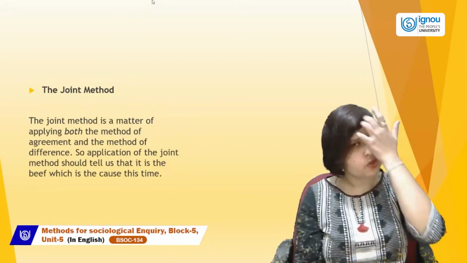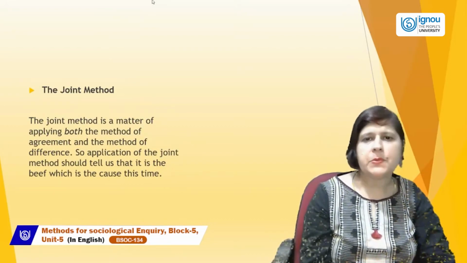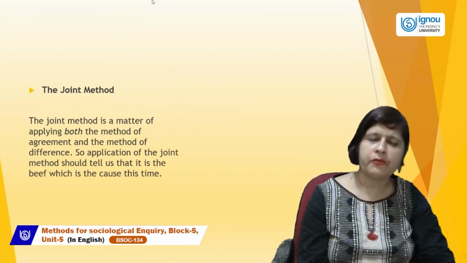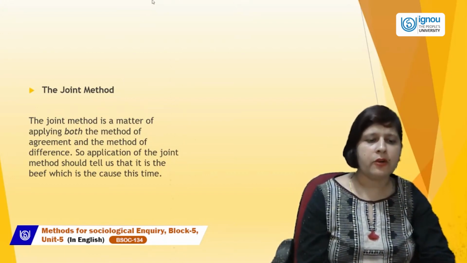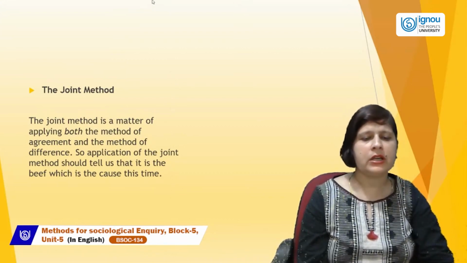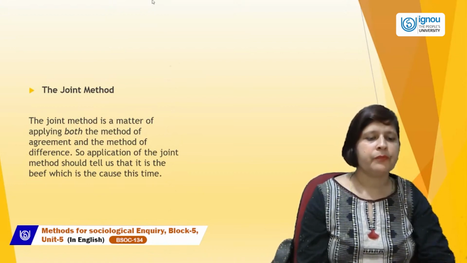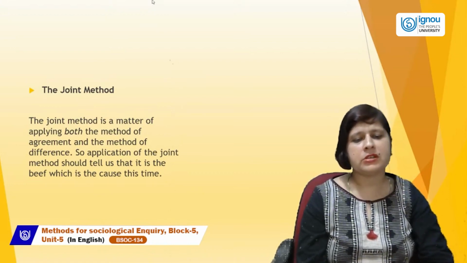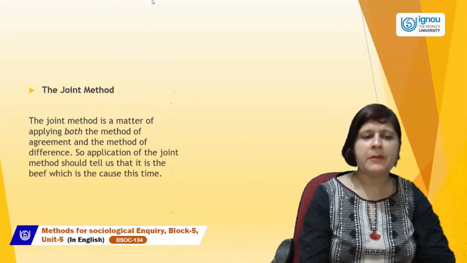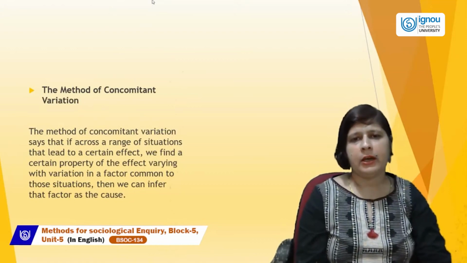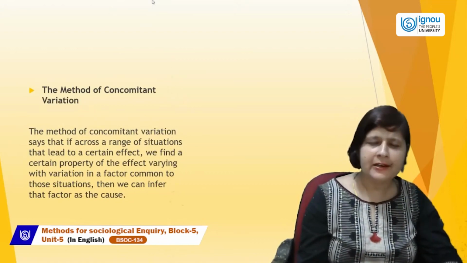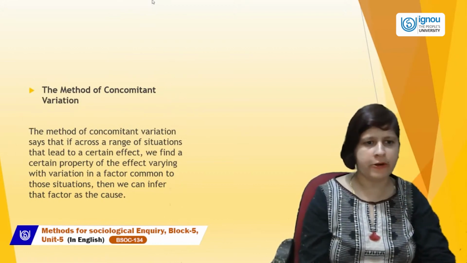Next method is the joint method. The joint method is a method of applying both the method of agreement and the method of difference. So application of the joint method should tell us what the cause is this time. So in the joint method, we apply both the agreement method and the difference method, and then we can conclude.